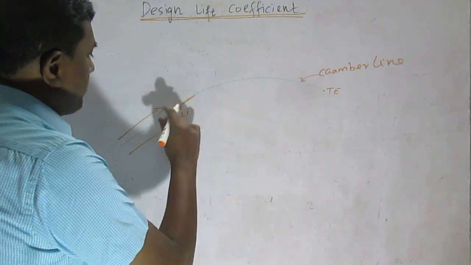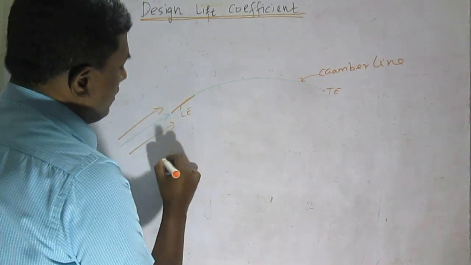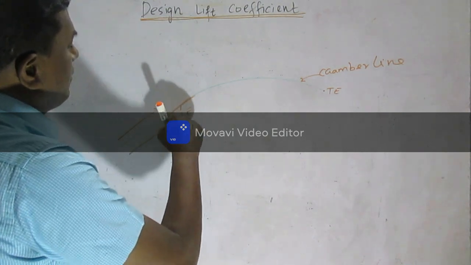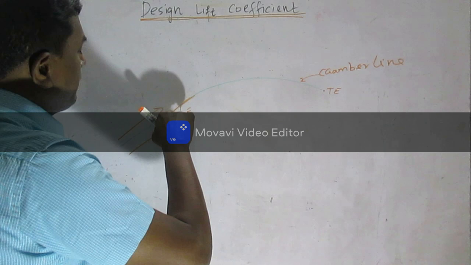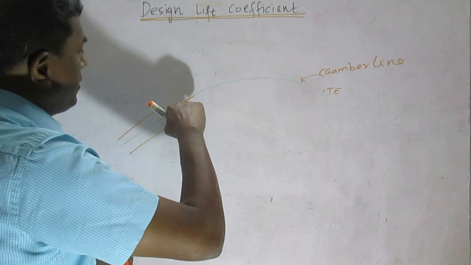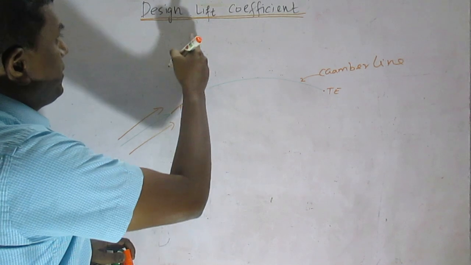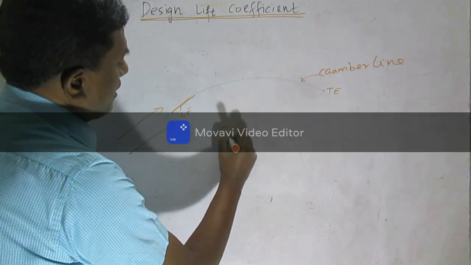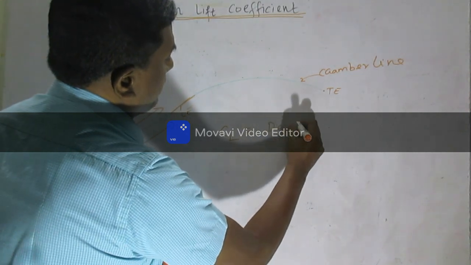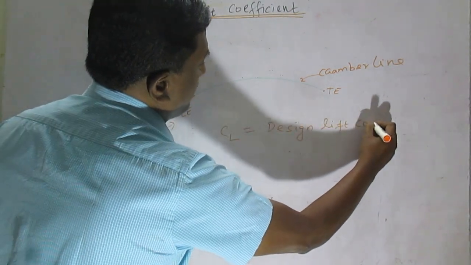So at this condition, what is the theoretical lift achieved when the local flow direction becomes tangent at the leading edge of the camber line? At that condition, we get one CL. That CL is what we call the design lift coefficient.